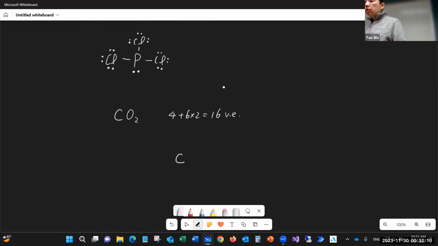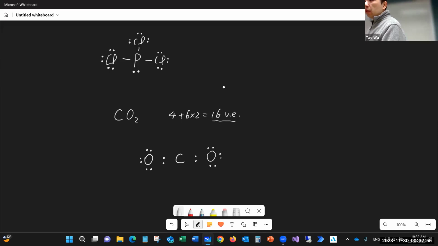Again, carbon should be in the center and the oxygens on the side. And then again, we put 2 paired electrons as shared electrons. Then we're going to assign more. I prefer, again, to go for the side atoms first. So now we have 4, 6, 8, 10, 12, 14, 16. Once we assign this, it becomes 16, right?